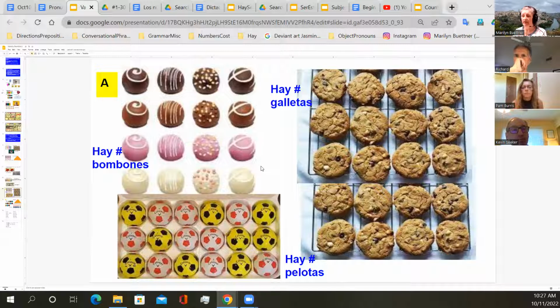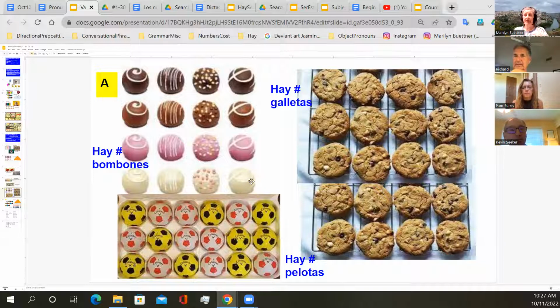So, bombones. We're going to count up the bombones. 1, 2, 3, 4, 5, 6, 7, 8, 9, 10, 11, 12, 13, 14, 15, 16. Hay 16 bombones.